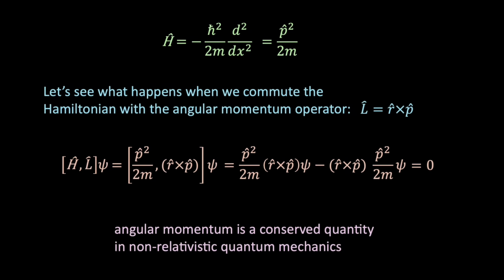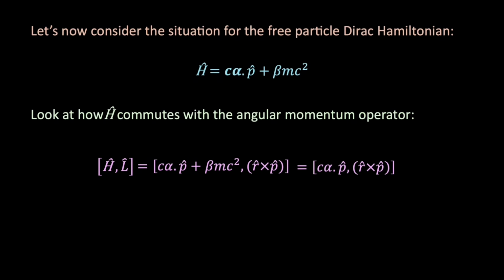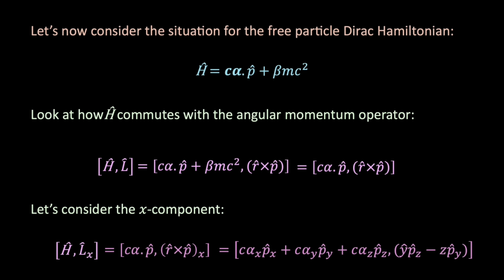Okay, but what about in relativistic quantum mechanics? What happens in Dirac's theory of the electron? To answer that question, let's now consider the situation for the free particle Dirac Hamiltonian, which, as we've already seen, has the following form, where here it's important to note that P represents the momentum operator in 3 dimensions. If we now look at how the Hamiltonian commutes with the angular momentum operator, we find the following expression. To evaluate this, let's consider the x component, in which case we have the following relation.